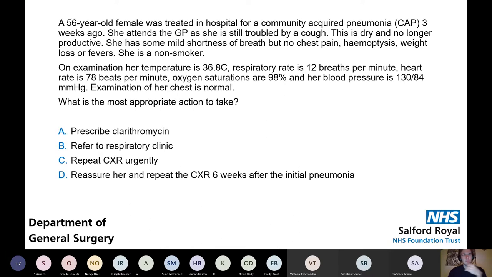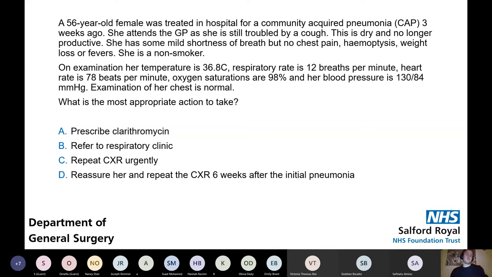Okay, question two. A 56-year-old female treated in hospital for a community-acquired pneumonia 3 weeks ago. She attends the GP and she's still troubled by a cough. It's a dry cough, no longer productive. She has mild shortness of breath, no chest pain, no hemoptysis, no weight loss, no fevers. She is a non-smoker. She has a normal temperature, normal respiratory rate, normal heart rate, normal oxygen saturations, and a normal blood pressure. She has a normal chest examination. So what's the most appropriate thing to do?